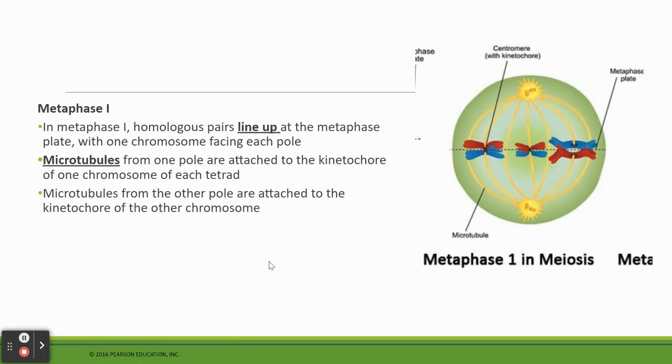Okay, so let's talk about metaphase 1. In metaphase 1, those homologous pairs are going to line up at the metaphase plate with one chromosome facing each pole. The microtubules from one pole are attached to the kinetochore, just like we talked about. The kinetochores are attaching to the spindles, the microtubule spindles. And that's what occurs in metaphase 1. Nothing fancy. We already know about that, right? Nothing new here.